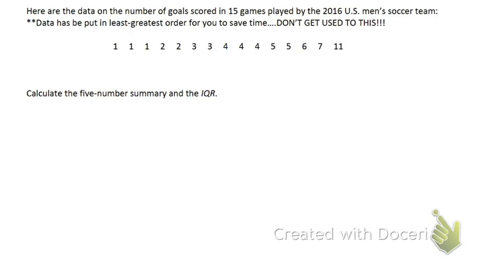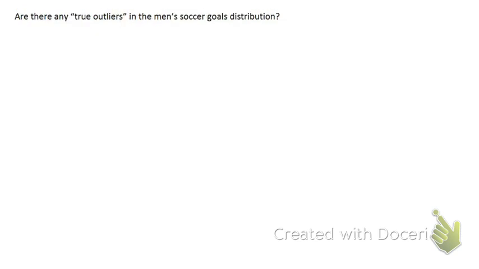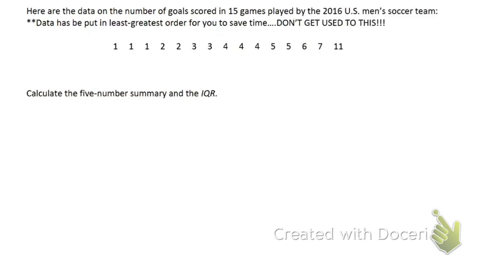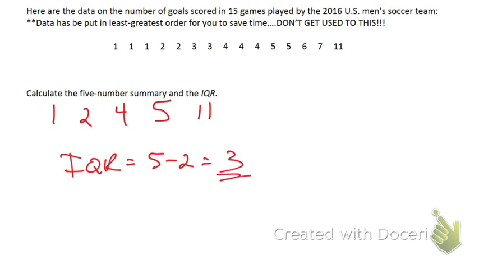All right. Hopefully this was your 5-number summary when you did this. Hopefully you got 1, 2, 4, 5, and 11. So we got 1, 2, 4, 5, 11. And then your IQR should have been 5 minus 2, which was 3. Everybody got all that?